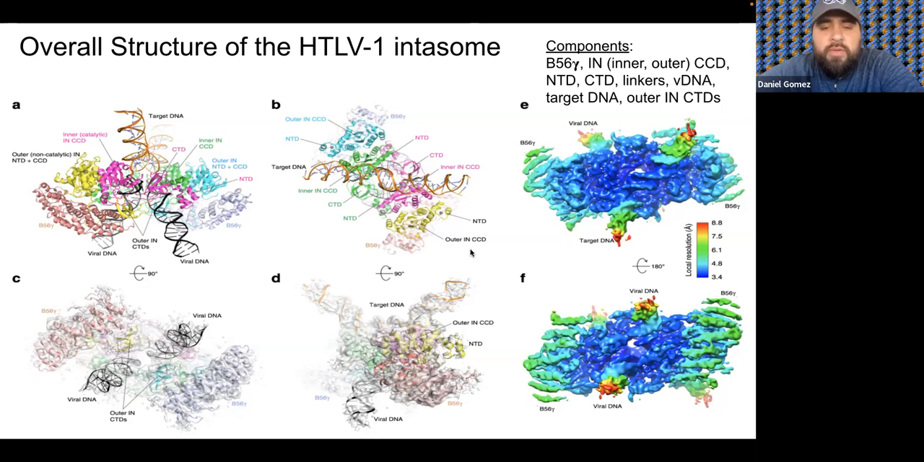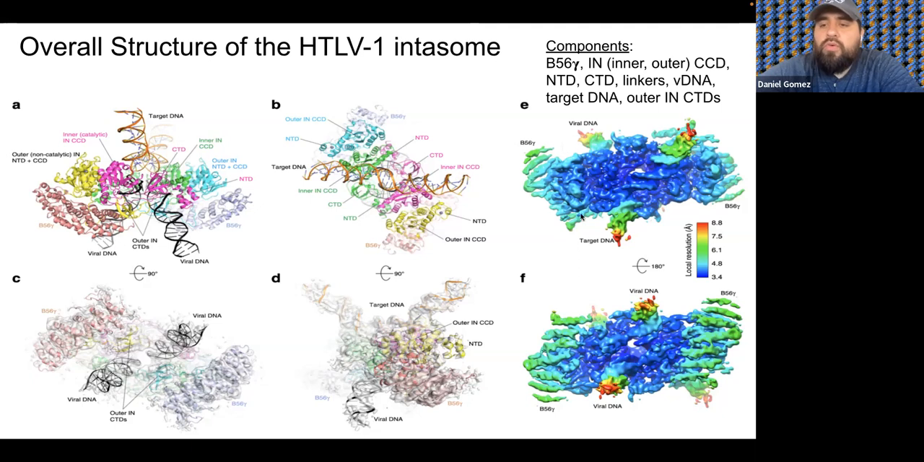So if we rotate that 90 degrees, now we can see the viral DNA and the target DNA interaction with the outer integrase CCD, as well as the NTD there as well. And then again, the B56 gamma is participating as well.